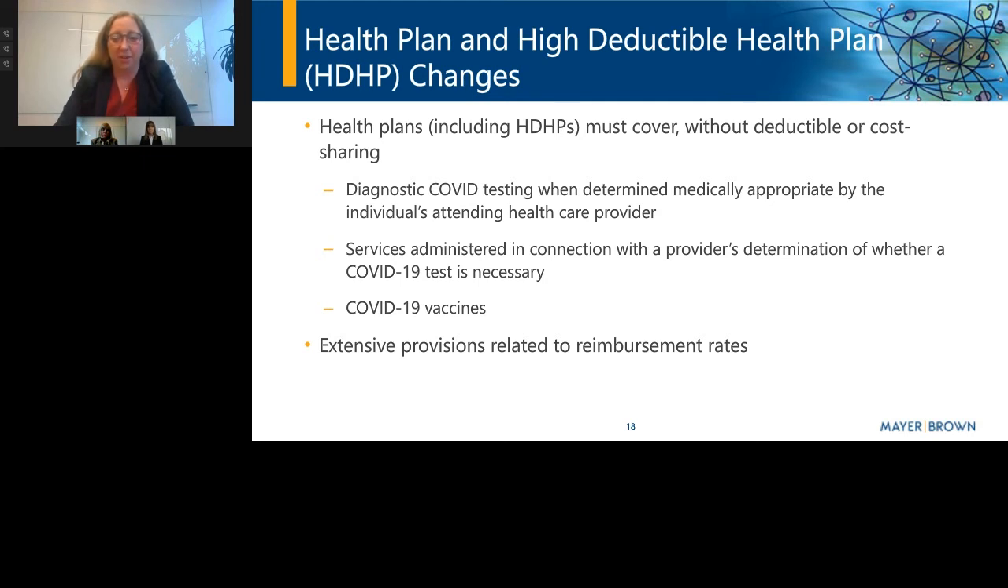And then last, of course, the COVID-19 vaccines. Hopefully something we'll be seeing more on soon. And then I don't think we need to go into detail about this today, but there are extensive provisions related to what reimbursement rates are used. This is something that health plans and insurers either negotiate with the provider before the public health emergency. Otherwise, cash prices can be posted on the website or lower rates negotiated. And providers can be penalized if they fail to post their prices.